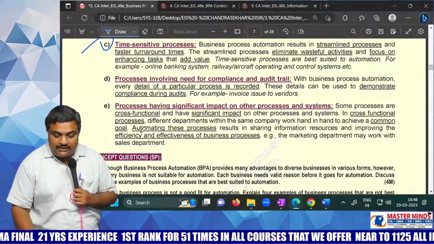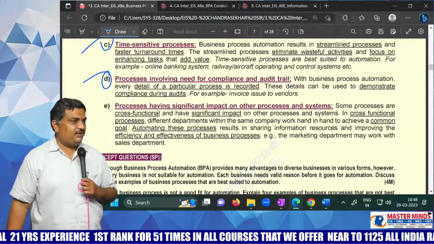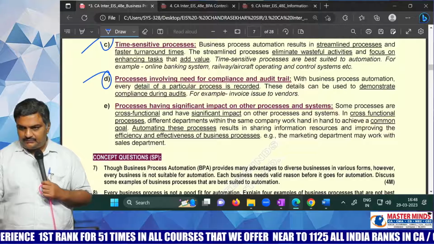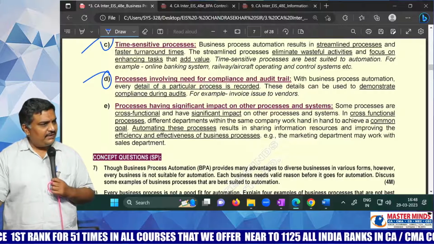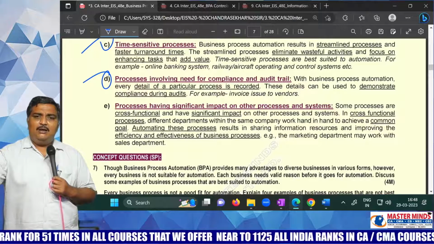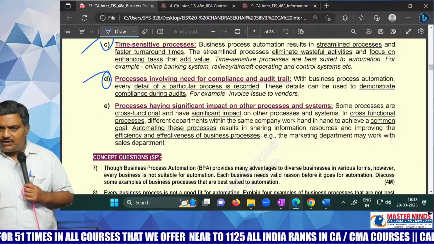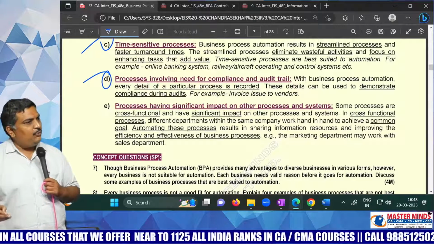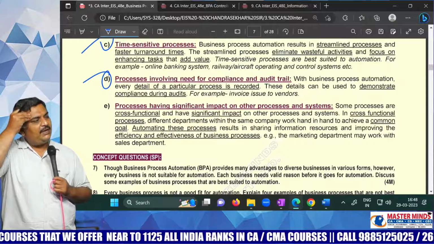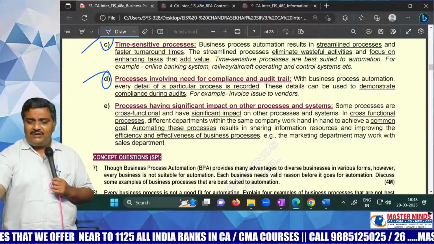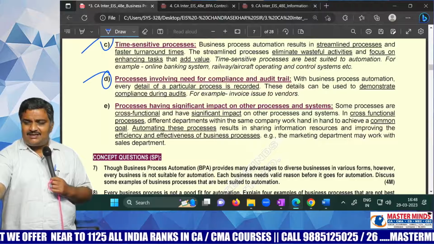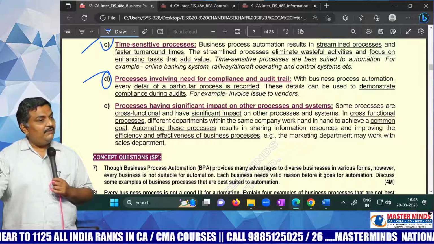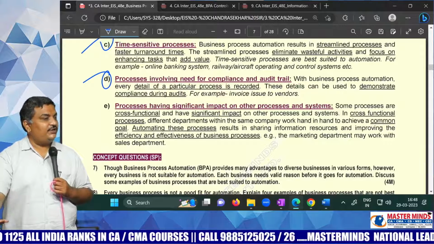Processes involving need for compliance and audit trail. Audit trail means what? For example, I have done a transaction. What happened in the transaction? For example, some transactions may be wrong. So we need to check out, we need to cross check where the transaction went wrong. If it is human, you need to depend on his memory, and he will tell, no sir, I did like that only. No, I did not erase that, sir. I don't know. But in the case of machine, everything will be there. You can have an audit trail.